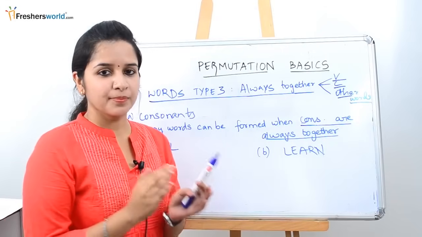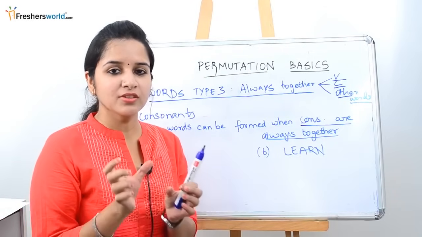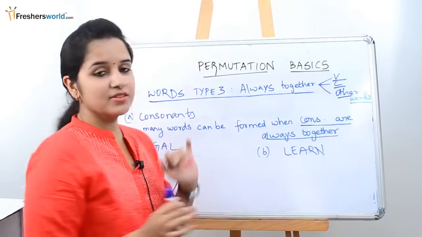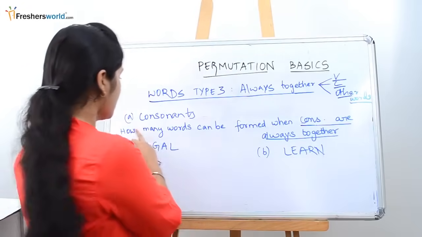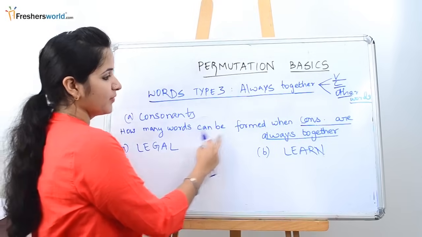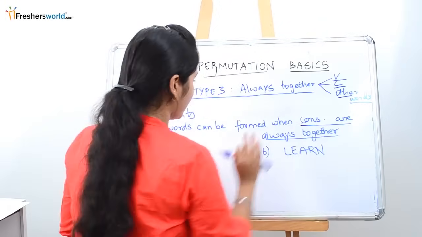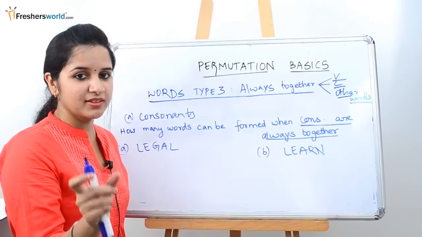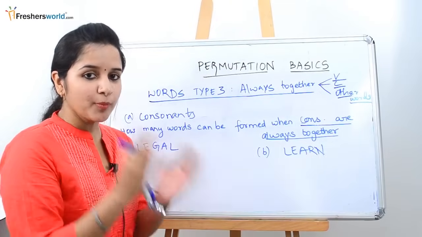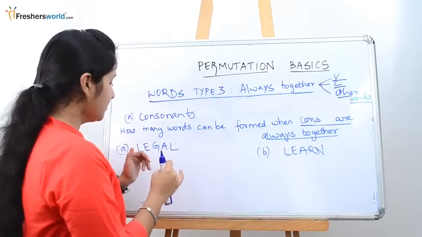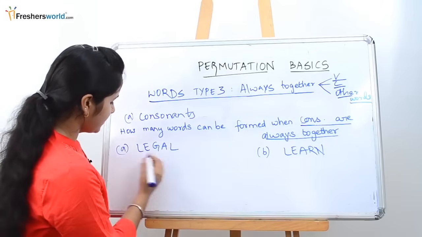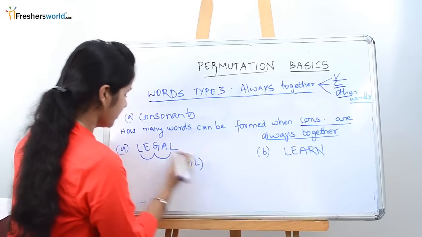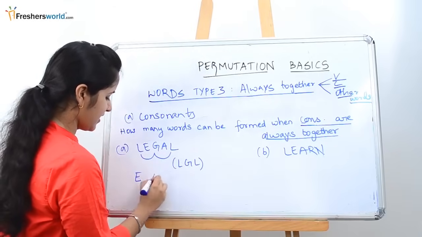So in the previous concept, we dealt with vowels always together. A similar concept is applied for consonants always together. Let's take an example. How many words can be formed when consonants are always together? In the earlier types, we always clubbed together the vowels. Now we have to do the opposite and club the consonants together. What are the consonants here? L, G and L. L, G, L together. The remaining letters are E and A.